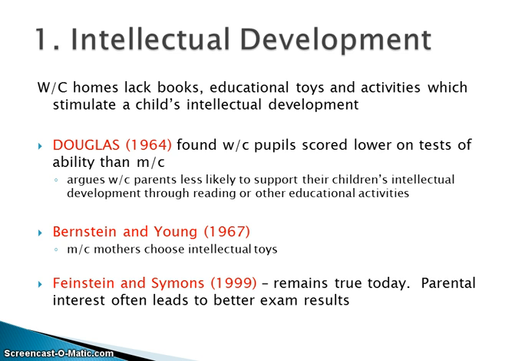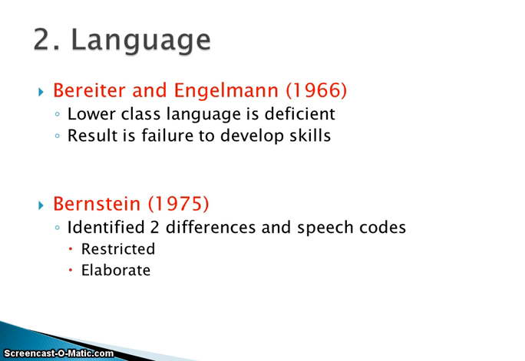Bernstein and Simmons more recently say that this definitely remains true today, and that it's the parents who often have the greatest impact on whether or not a child does well in school. The second thing that we look at, and it's Bernstein who picks up on this, but it's based on the work of Bereiter and Engelmann, who say that language is deficient in lower classes, and because of this, that results in a failure to develop the skills needed in education.